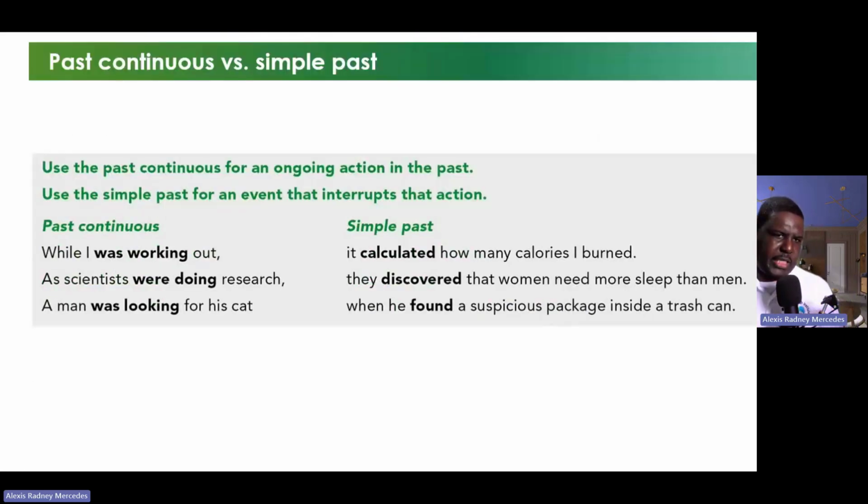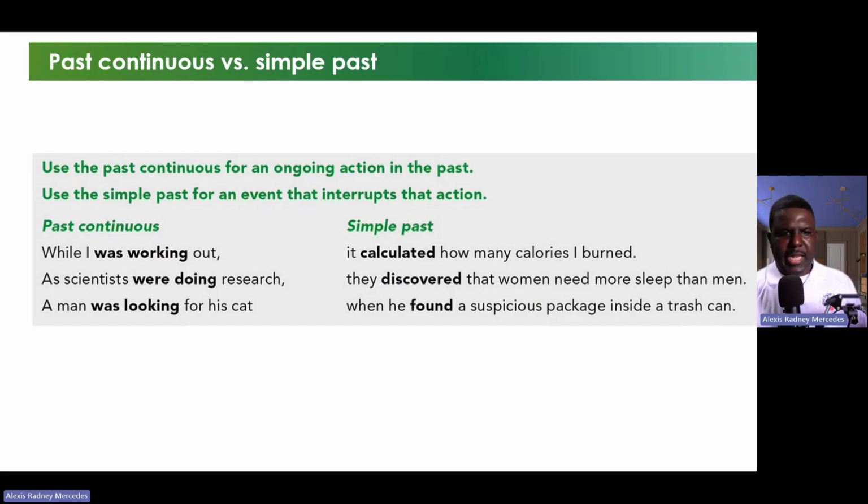Now, let's practice this. Past continuous versus simple past. Use the past continuous for an ongoing action in the past. Use the simple past for an event that interrupts that action. For example, here on my screen, I have two tenses, past continuous, simple past. Number one, while I was working out, it calculated how many calories I burned.